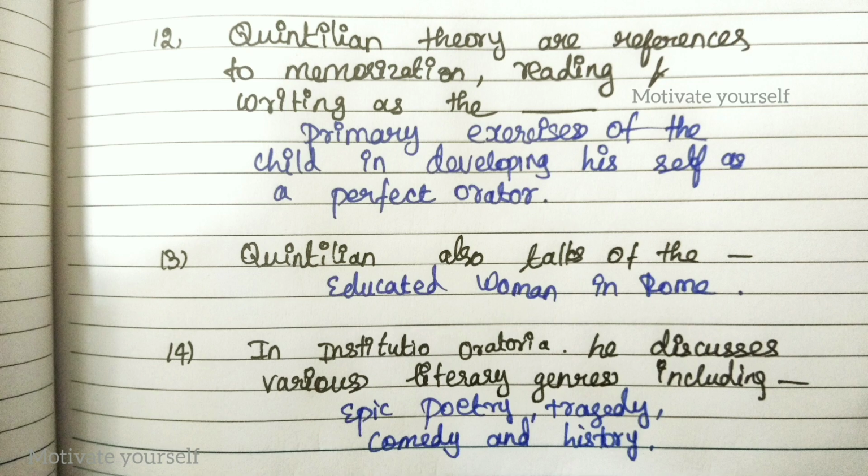12th question. Quintilian's theory refers to memorization, reading and writing as the primary exercise of the child in developing himself as a perfect orator. 13th question. Quintilian also talks of the educated woman in Rome.